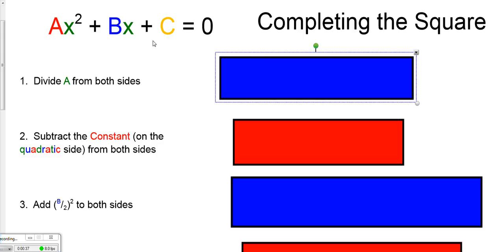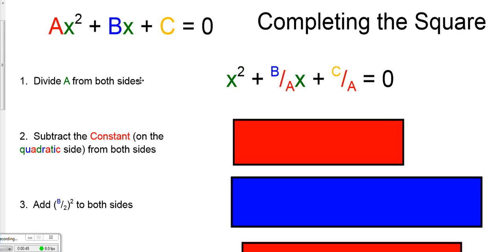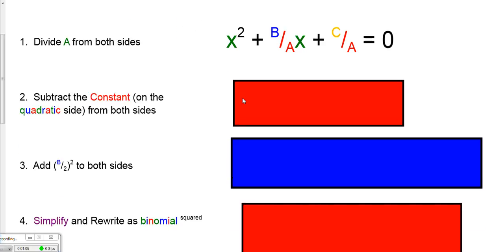So looking at this generalized form, I'm not going to put in numbers. I'm going to leave a, b, and c. I'm going to divide a from both sides. When I divide a, this a goes away and it's just x squared plus b over a times x plus c over a. 0 divided by a is still 0. So this is a fraction b over a. This is a fraction c over a. We got a out of both sides.